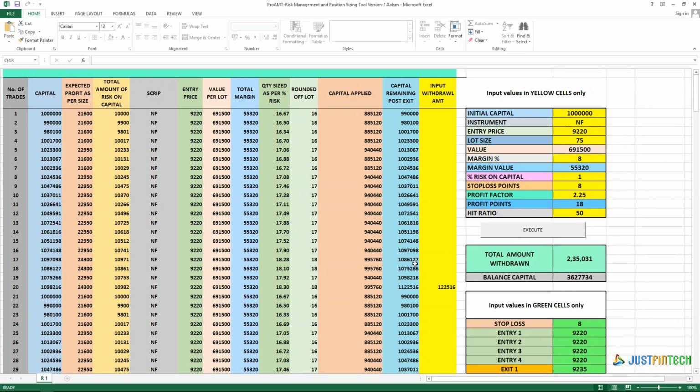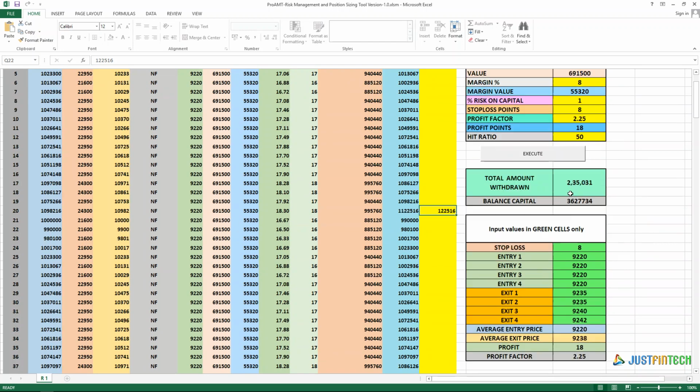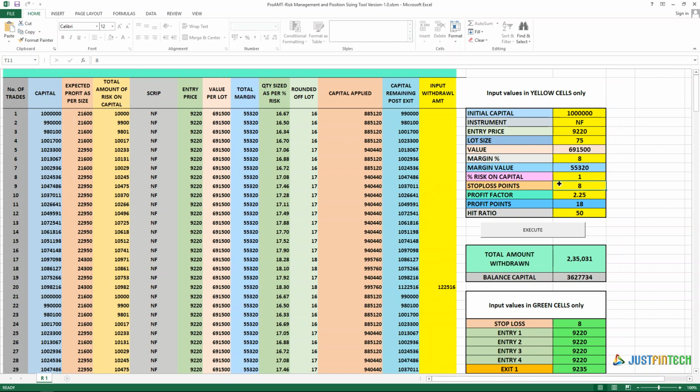So somebody who wants to withdraw can just input the withdraw amount anywhere they like. But this is just what I'm suggesting, that you do it after 20 trades. If somebody is taking a better trade, suppose they have a stop loss of 15 points but their target is like 60 points, which gives a profit factor of 4, then they would get more profits, and they might want to withdraw early, so they can do that as well.